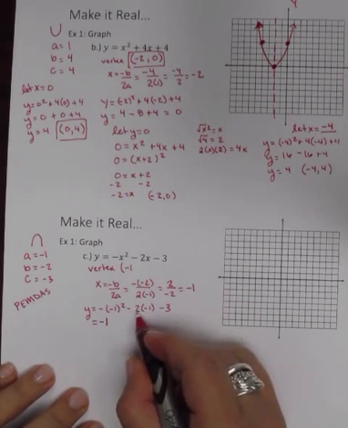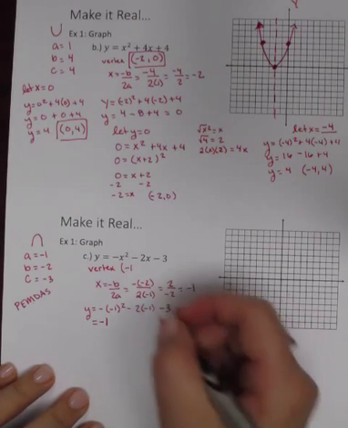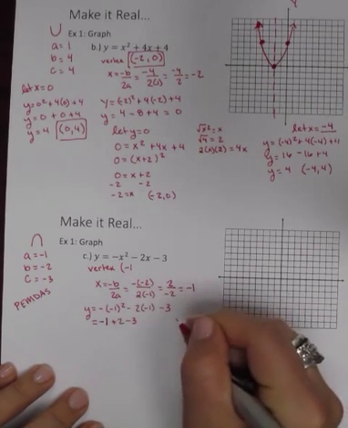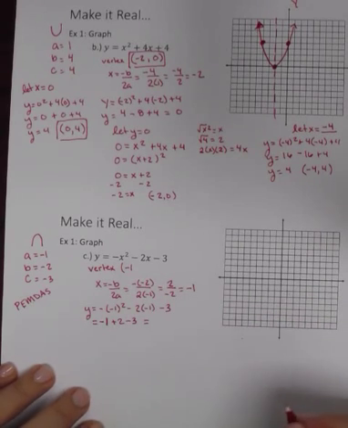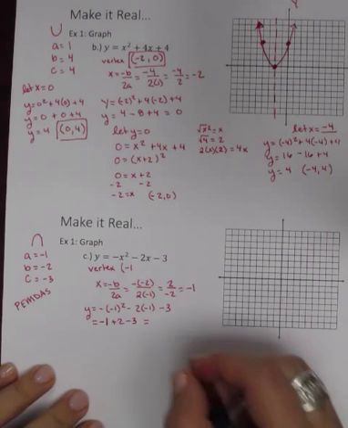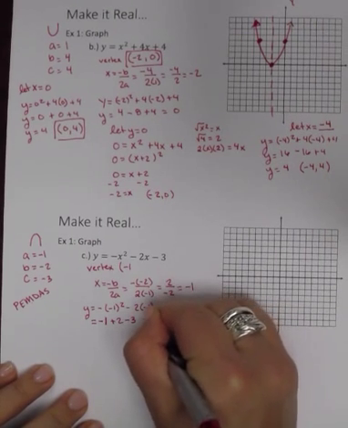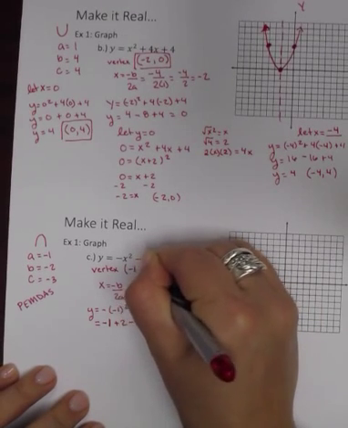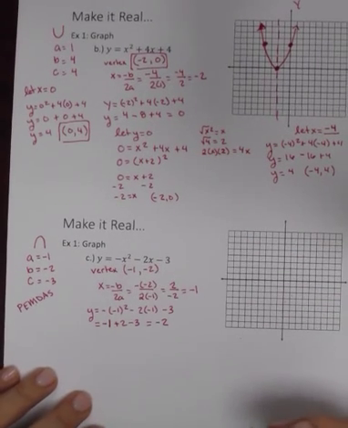Then we have a negative 2 times negative 1. So that's going to be plus 2 minus 3. And when I go negative 1 plus 2 minus 3, what I'm going to end up getting is negative 2. So my vertex point is going to be negative 1, negative 2.